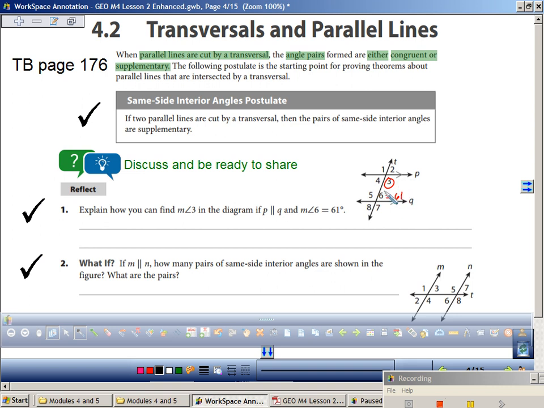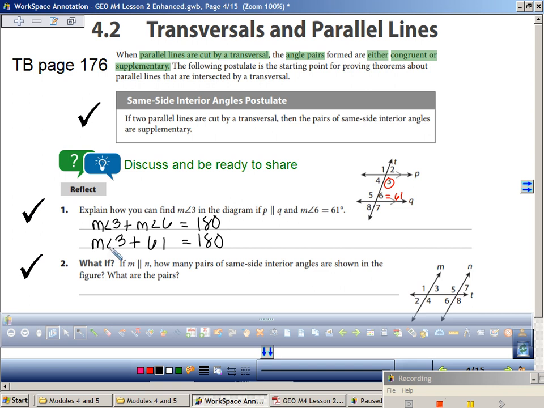Fantastic. So she said that 3 and 6 are supplementary angles. How do we know they're supplementary? What do we call these angles? Same side interior. So since they're same side interior, we know they are supplementary. If they're supplementary, the measure of angle 3 plus the measure of angle 6 equal what? 180. Well, I know the measure of angle 6. The measure of angle 6 is 61.